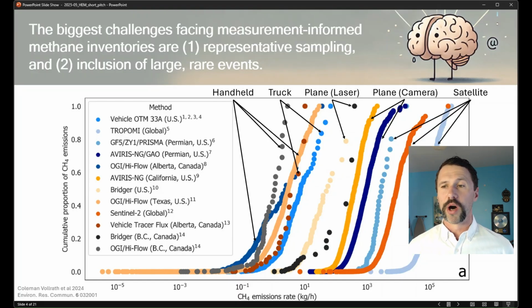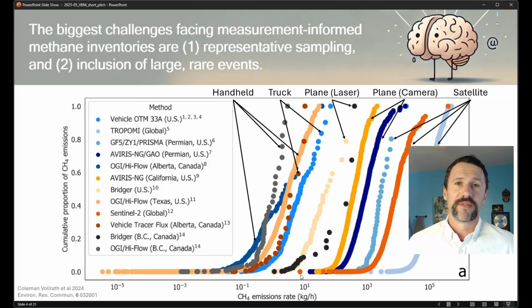The first is by looking at the bottom of these curves. Now, this is something that really makes sense. If you look at the bottom of the curve, let's just choose one just for fun here, this orange satellite line. The bottom of the curve represents the smallest emission rate that was detected by that technology. And so for this orange line, which is Sentinel-2, the smallest one was around 10 kilograms per hour, actually very, very small for satellite, uncharacteristically small. And so what that number represents is effectively the minimum detection limit.